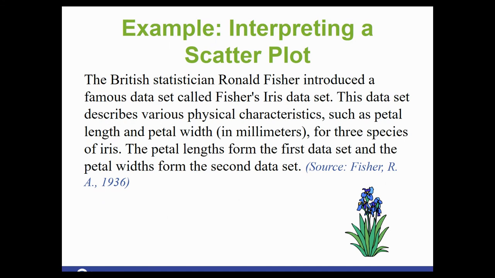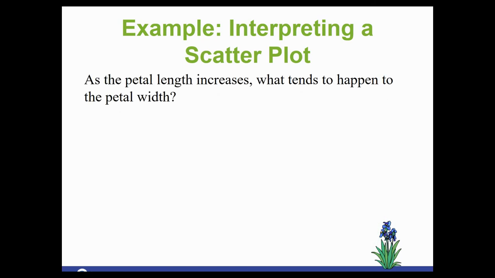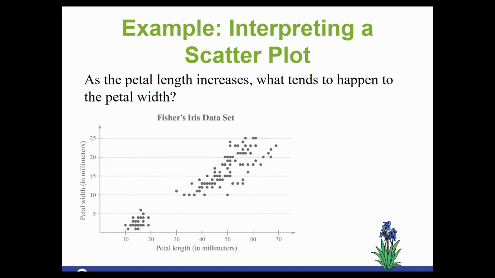It says a British statistician, Ronald Fisher, introduced a famous data set called Fisher's iris data set. This data set describes various physical characteristics such as petal length and petal width in millimeters for 3 species of iris. The petal lengths form the first data set and the petal widths form the second data set. So we have lengths and widths from this. As the petal length increases, what tends to happen to the petal width? So as our length gets bigger, what's happening to our width?